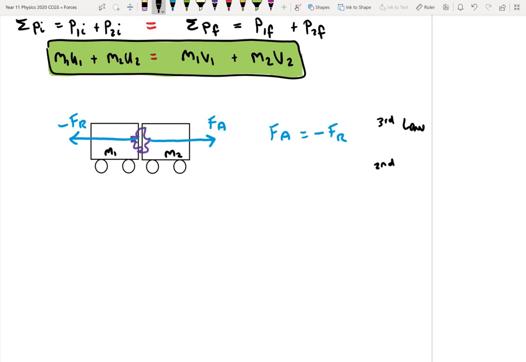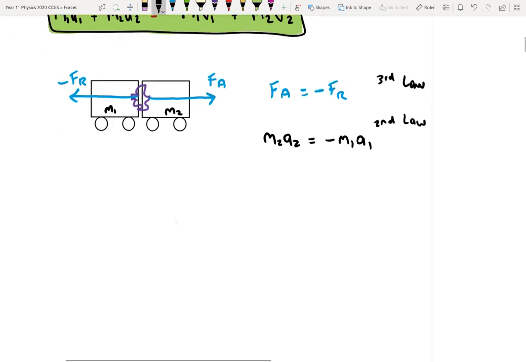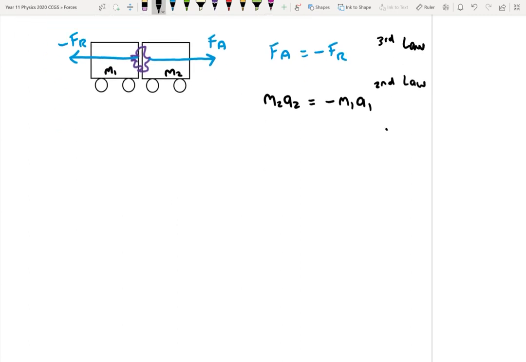Let's introduce the second law. Instead of writing F action, that acts on M2, so I'm going to write M2 a2 equals negative, well, the reaction force acts on M1, so that's M1 a1. Then I'm going to add an equation that we already know about a. That's just v minus u over t. So I'll now go, that's M2 times (v2 minus u2) over t2. That will equal negative M1 times (v1 minus u1) over t1.